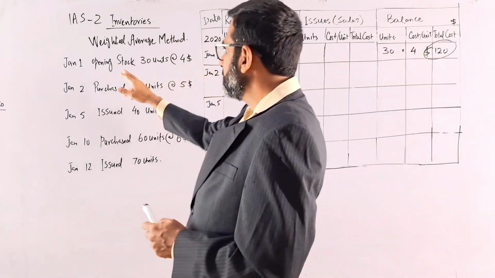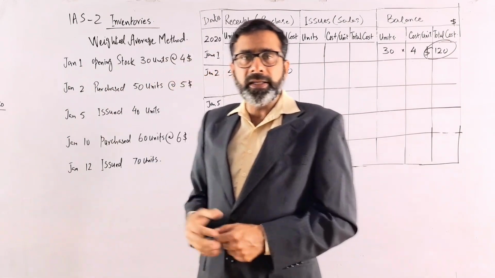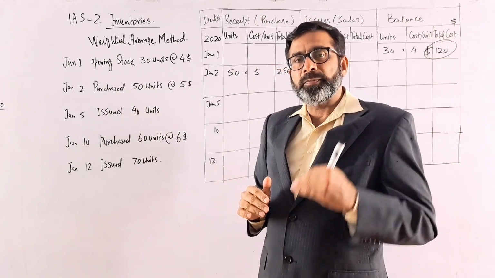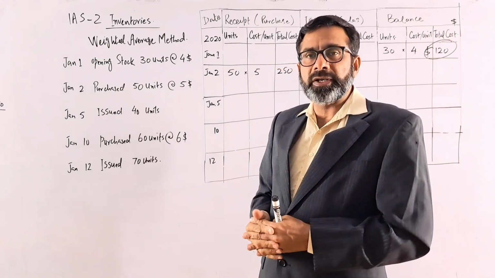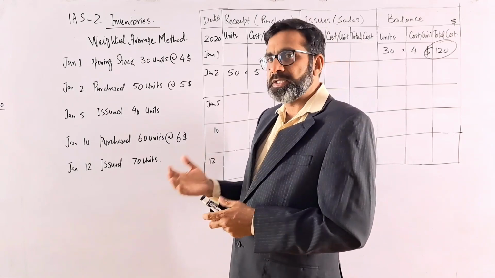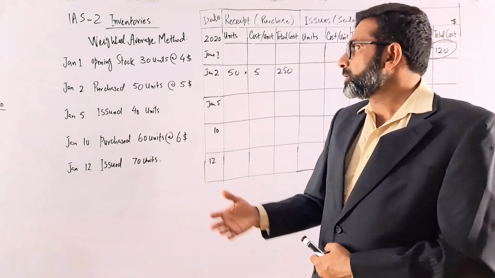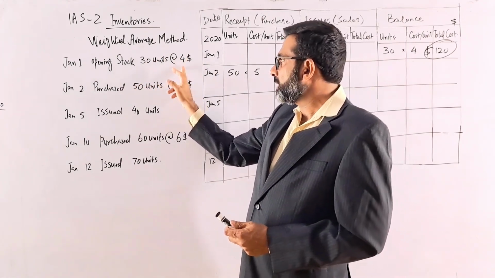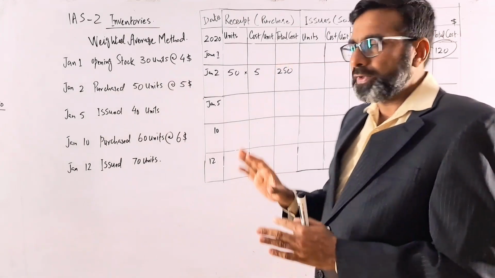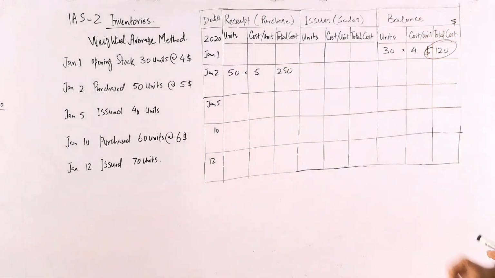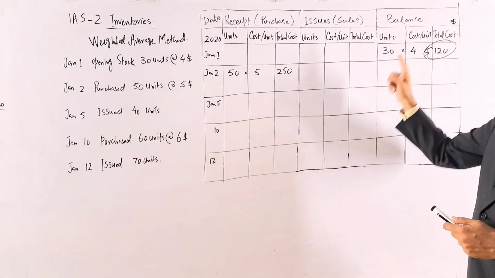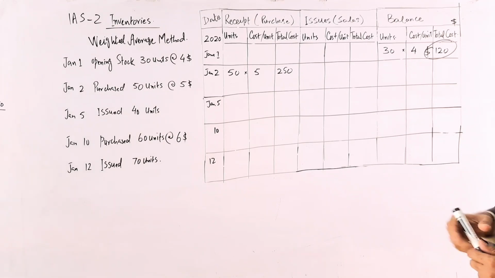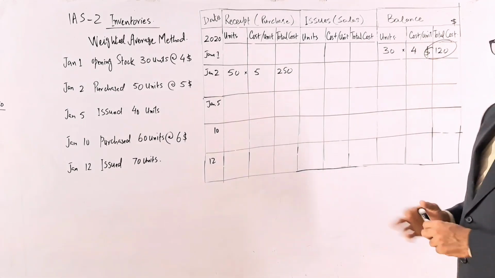The first transaction is the same as we have done already in the first in, first out method. That is related to the opening stock, meaning the closing inventory from the previous year, which for this year will be the opening inventory. They have an opening stock of 30 units, and the cost per unit is $4. We write it directly into the balance section. So 30 units, one unit is $4, so the total amount is $120. This will be considered the opening stock.